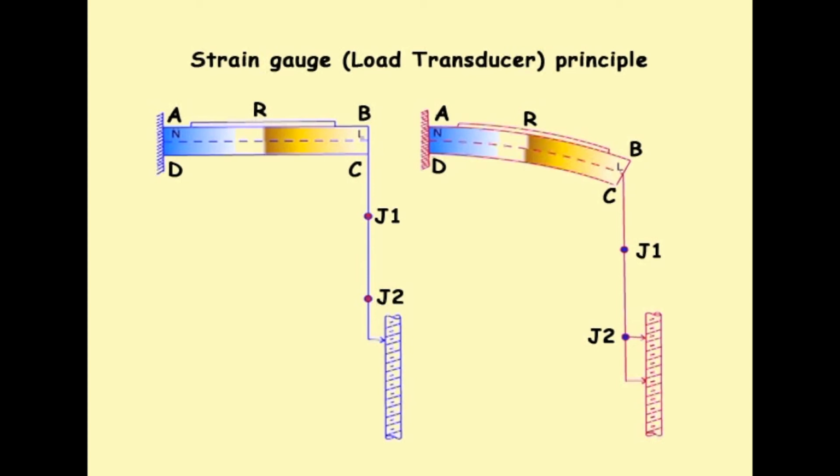When the beam bends, the length of the upper face AB increases and the lower face CD decreases, and these changes in length are proportional to the load applied. The middle zone NL is not affected by the tension that is created.